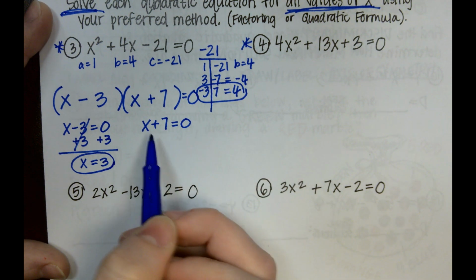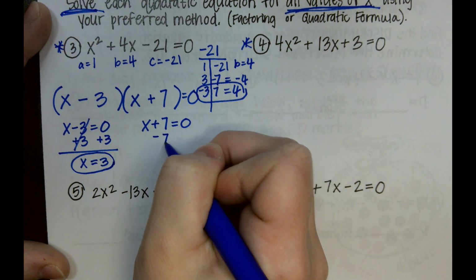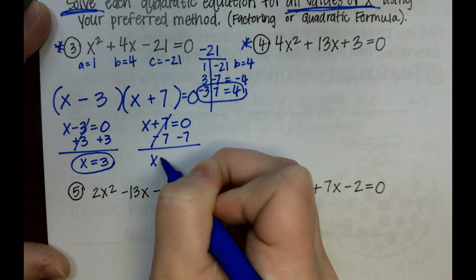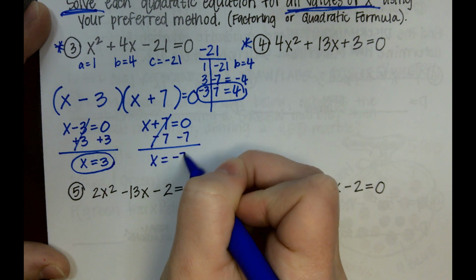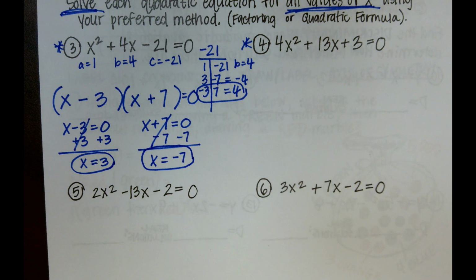And how do I solve this other equation? Yes, minus 7 from both sides. Beautiful. And we'll get x equals what? Negative 7. Good. Here are my answers. X is 3 and negative 7.